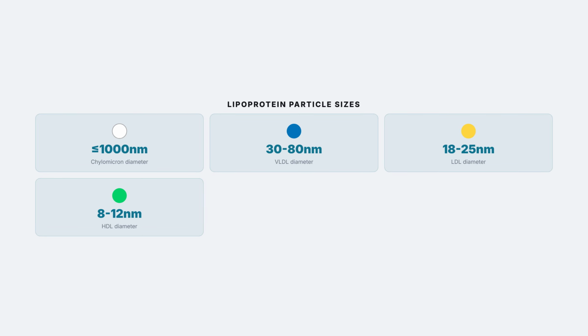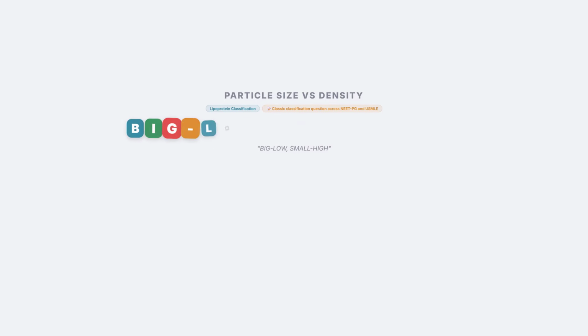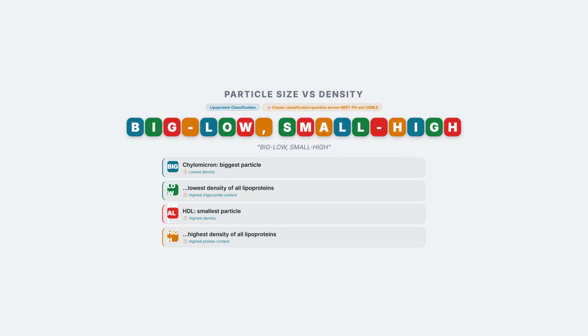Exam-relevant sizes worth memorizing. Chylomicrons are the largest particles, up to 1,000 nanometers. VLDL runs 30 to 80 nanometers. LDL is smaller still, around 18 to 25 nanometers, and HDL is the smallest of all, at just 8 to 12 nanometers. This is what they'll ask you on the exam. Remember, particle density and size move in opposite directions. Chylomicrons, biggest particle, lowest density. HDL, smallest particle, highest density. Get that inverse relationship locked in, and half the classification questions solve themselves.